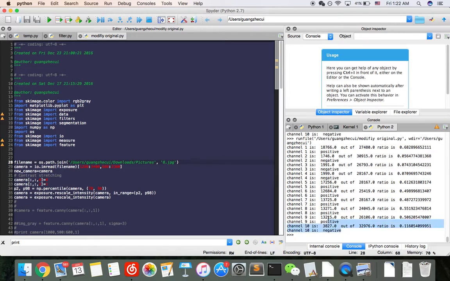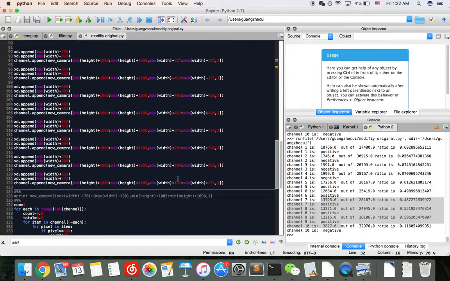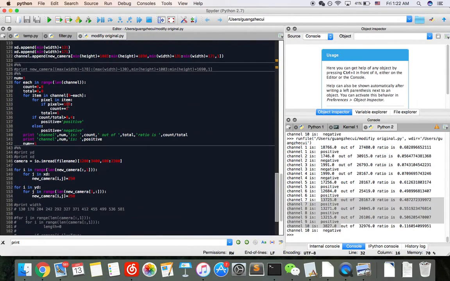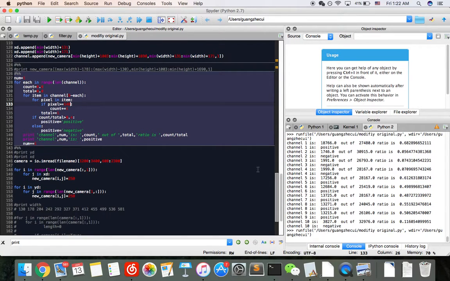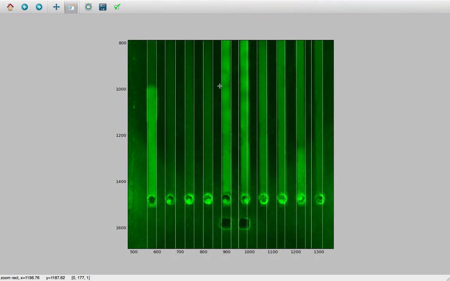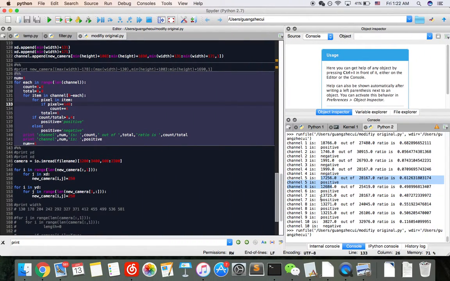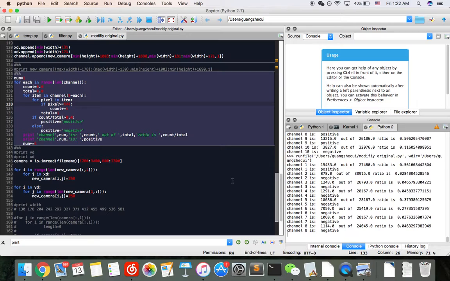So you can see they are almost the same right now. But if we set the green value threshold to be higher, it will be totally different. As we expect, these two, because they are very bright, should not shrink so much on the count. But all the others, because they are dark, should shrink a lot. So let's see if that matches.